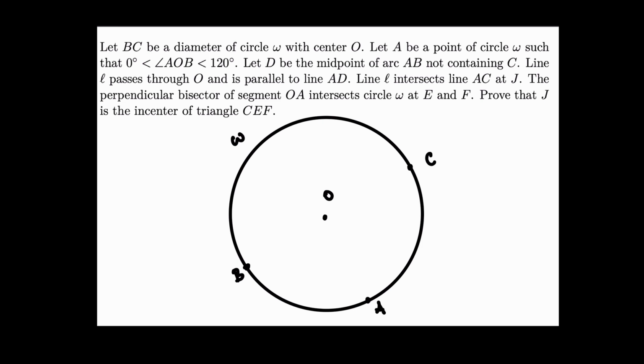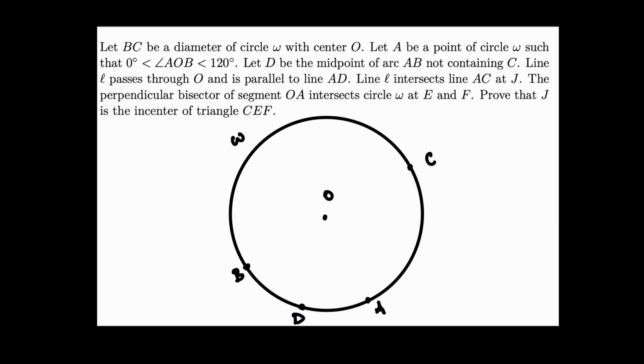Let D be the midpoint of arc AB not containing C. All right, so let's try to roughly draw the midpoint of the arc AB not containing C. I hope you understand. This is basically the arc AB containing C, and this is the arc AB not containing C.